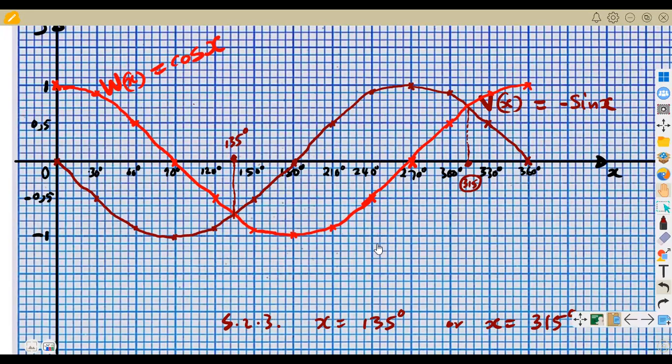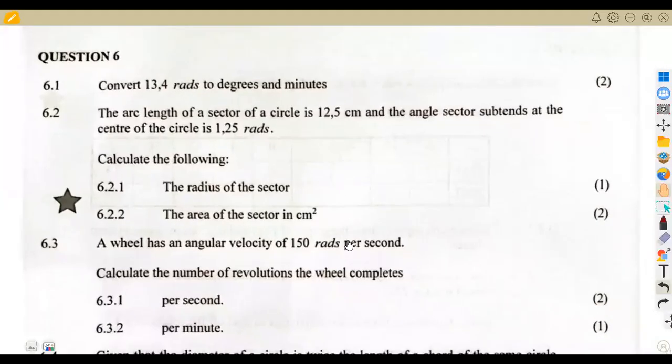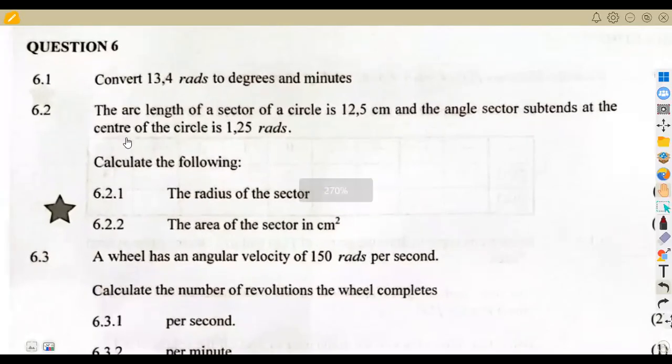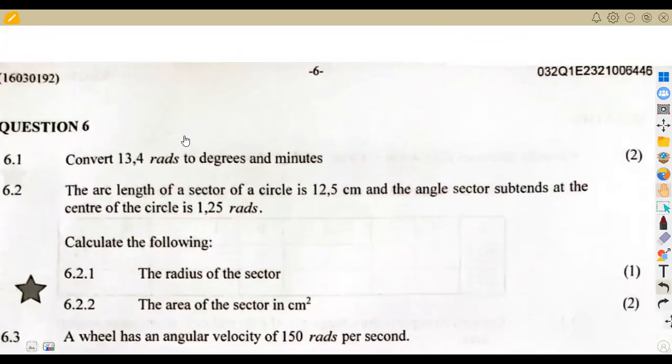I think that's the last part of our question actually here. All right, question number 6. Okay, let's see what we're given. Convert 6.1, that was actually 2 marks. So we're asked to convert 13.4 rads to degrees and minutes.